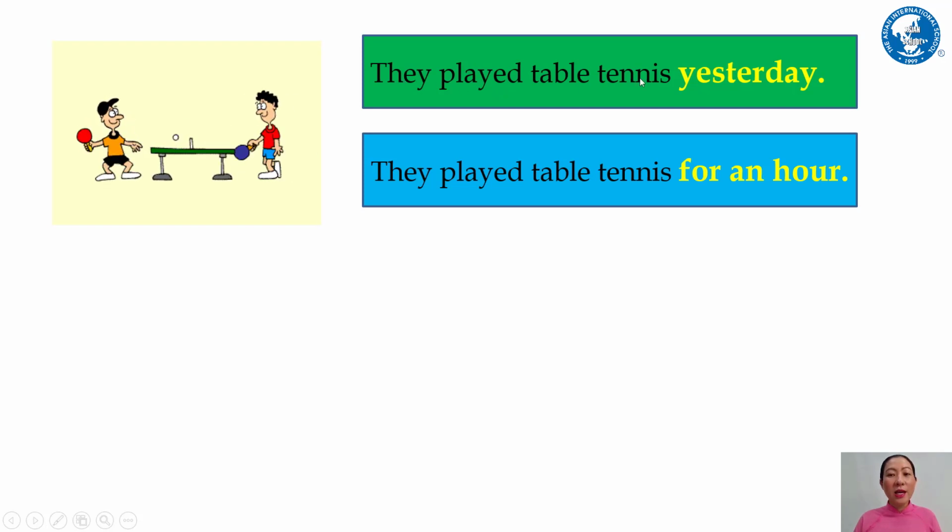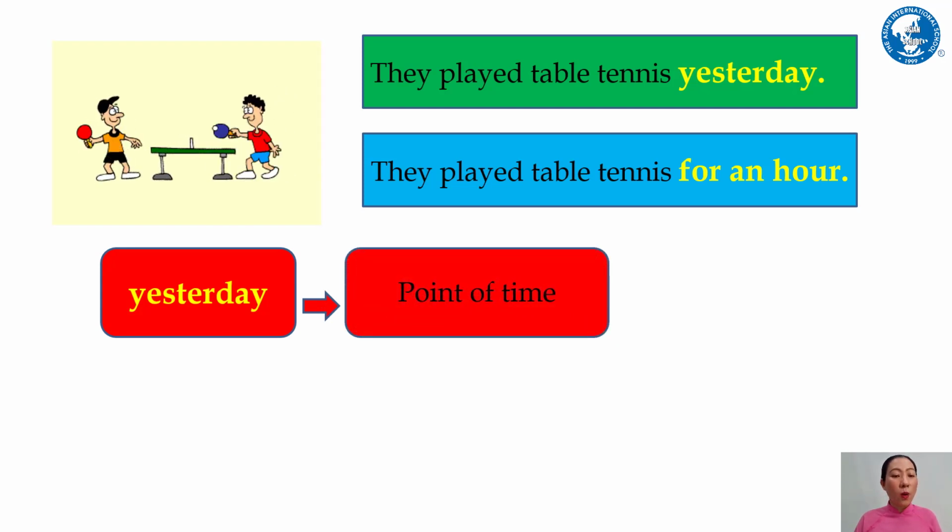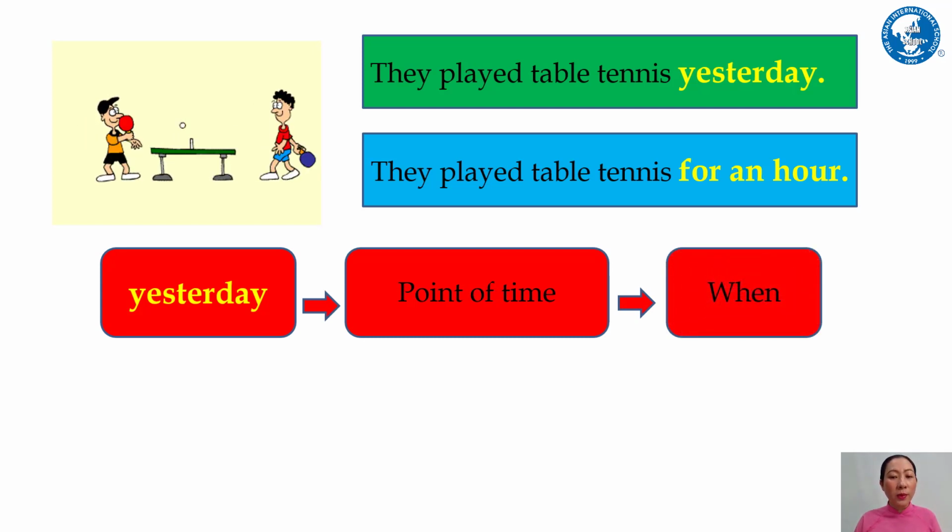They played table tennis yesterday. They played table tennis for an hour. Look at the time expression: yesterday. And in the second sentence, the time expression is for an hour. The time expression yesterday in the first sentence, we call a point of time. And with a point of time, we use the question word when to ask.